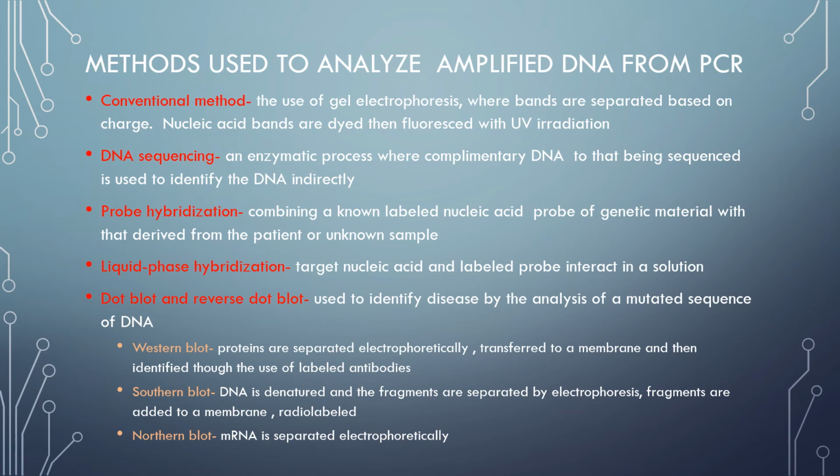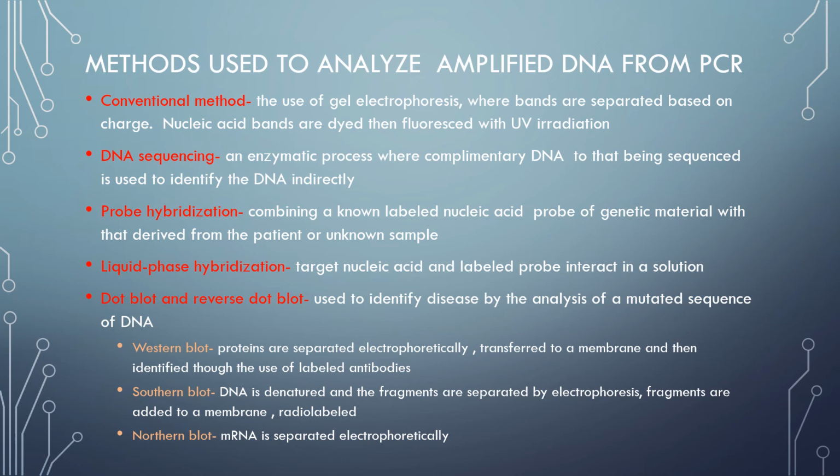There are many methods used to analyze amplified DNA from PCR. We have one method known as the conventional method, which is the use of gel electrophoresis, where bands are separated based on charge. Nucleic acid bands are dyed, then fluoresced with UV irradiation. Then we have DNA sequencing, which is an enzymatic process where complementary DNA to that being sequenced is used to identify the DNA indirectly. We have probe hybridization, which is combining a known labeled nucleic acid probe of genetic material with that derived from the patient or unknown sample.